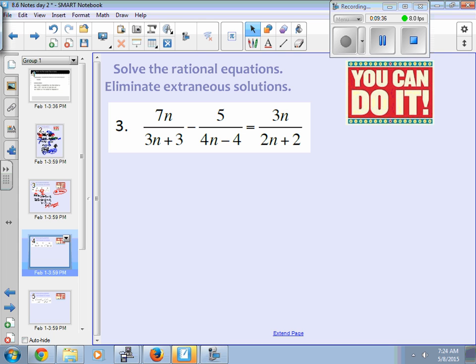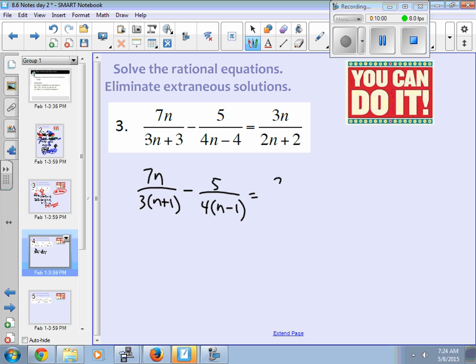Number 3. On this one, we want to, again, start by factoring. Always start by factoring if you see plus or minus. So what's going to factor out of each of these? Well, on this one, it looks like we can factor out a 3 on this first one. The second one looks like you can factor out a 4, greatest common factor of 4. And on this last one, appears we can factor again a greatest common factor of 2.